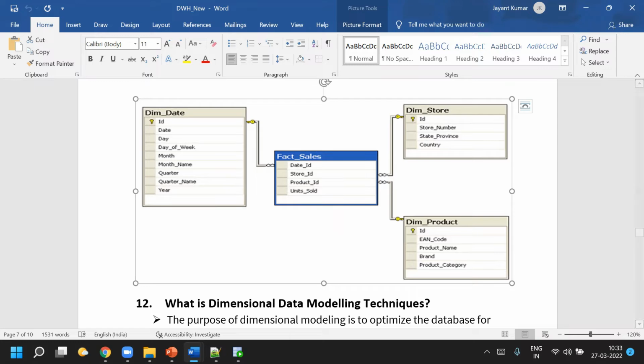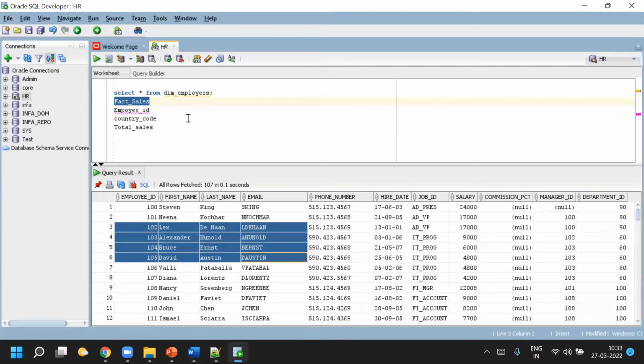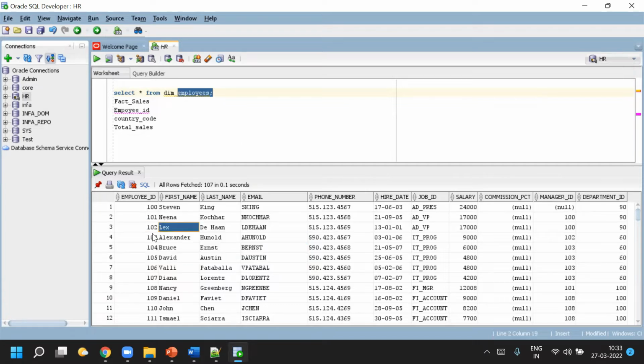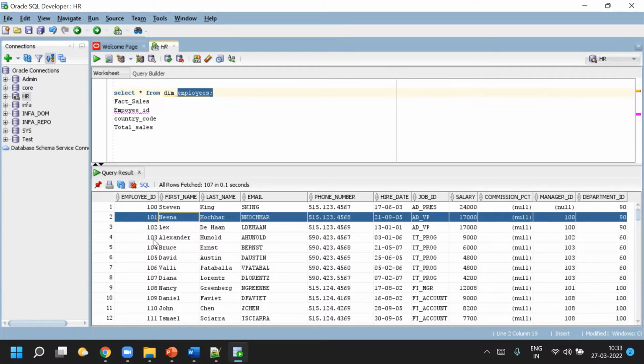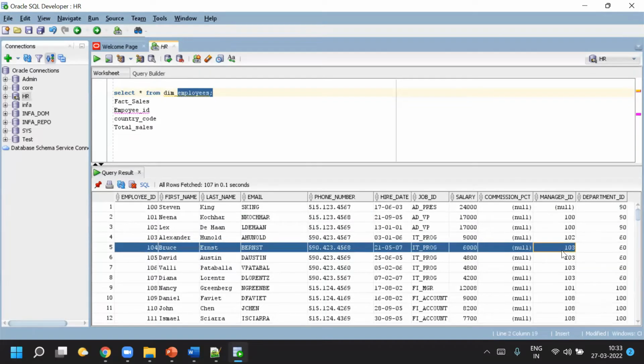In a table, say an employee table, these vertical items are called columns, and these are called rows. Don't get confused when I say rows and columns. Columns are employee ID, first name, last name, email, phone number. These are all called columns, and these are all called rows.